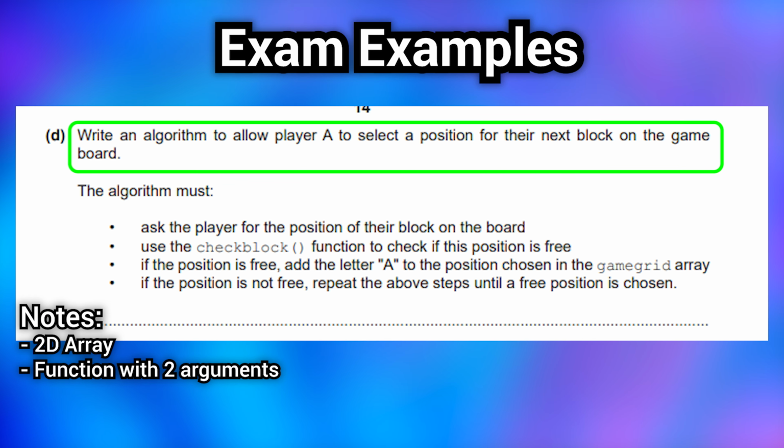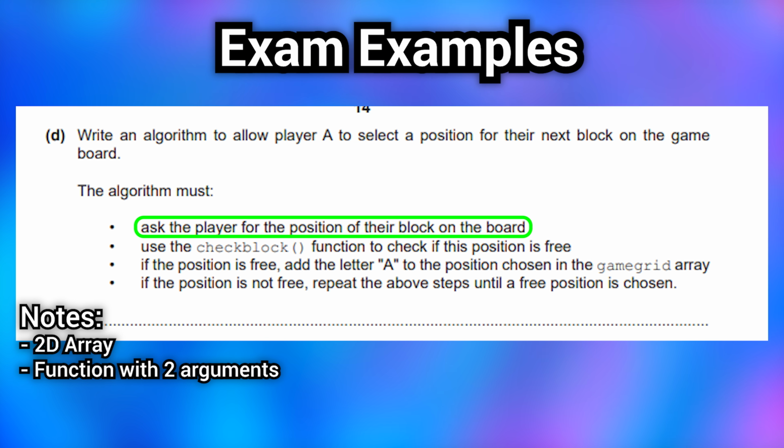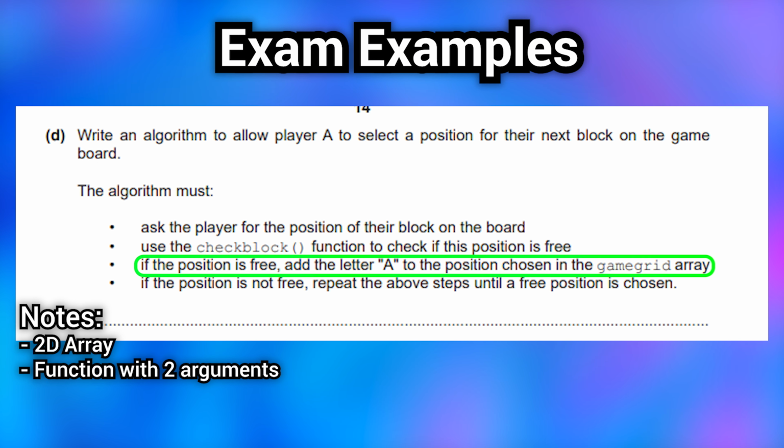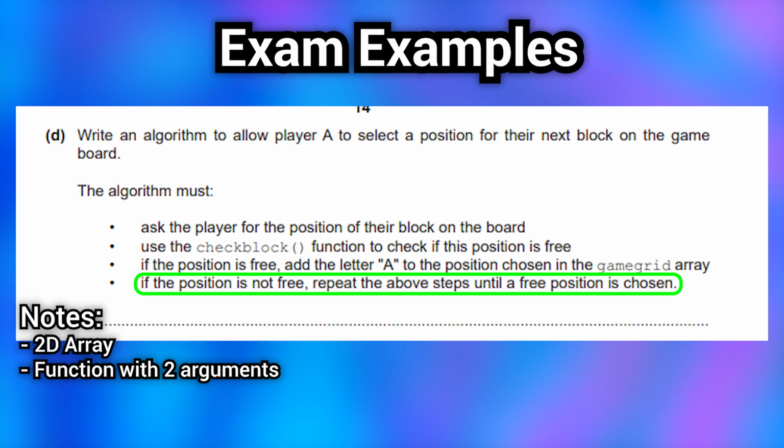Write an algorithm to allow player A to select a position for their next block on the board. The algorithm must ask the player for the position of their block on the board, use the checkBlock function to check if a position is free, and if the position is free, add the letter A to the position chosen in the GameGrid array. If the position is not free, repeat the steps above until a position is chosen.